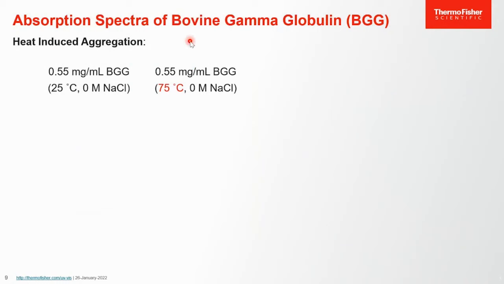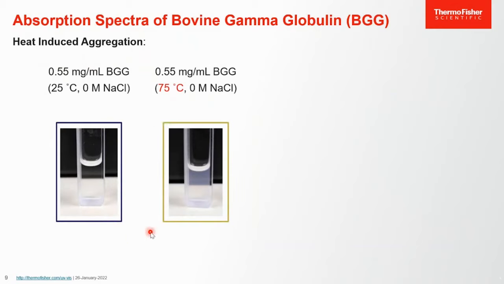So next, I wanted to induce aggregation within the bovine gamma globulin sample using an alternative method. So here I'm using heat to allow these proteins to unfold, and when they come back together, they will form these aggregates. And I'm using the same concentration of bovine gamma globulin as before, and now I have no sodium chloride in either of my samples, but my other sample now has been heated to 75 degrees Celsius for 60 minutes. And now we can see that there's a clear change by eye in this sample.